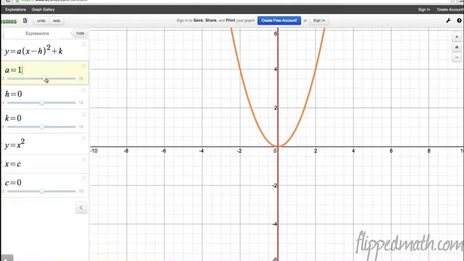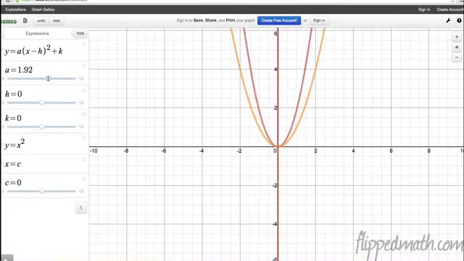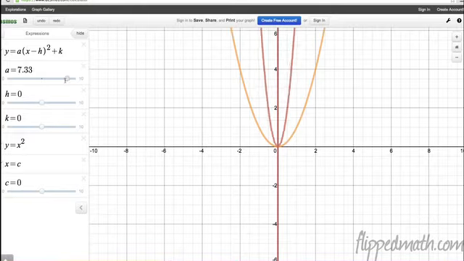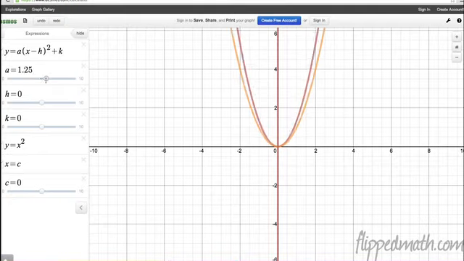All right, so let's make a bigger than 1. What is happening to the shape of our parabola when a is bigger than 1? As I make it bigger than 1, what is happening? It gets closer and closer to that axis of symmetry, right? In other words, you could say it's getting narrower. So when I get back to 1, boom, okay?